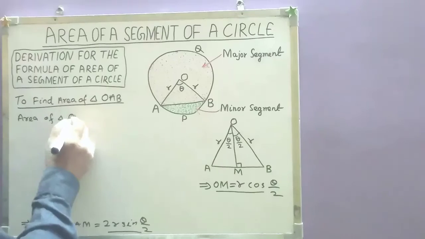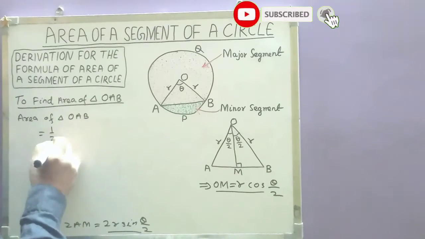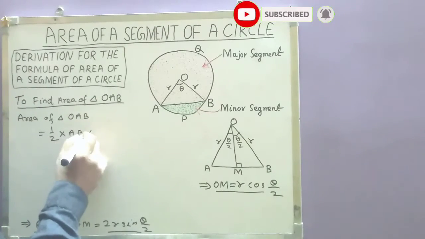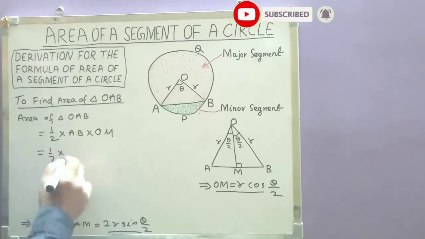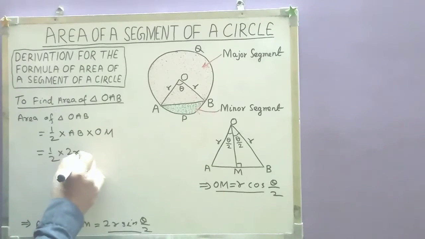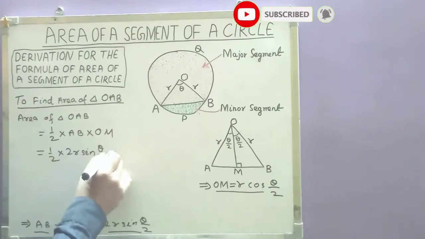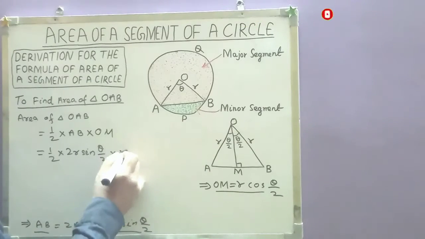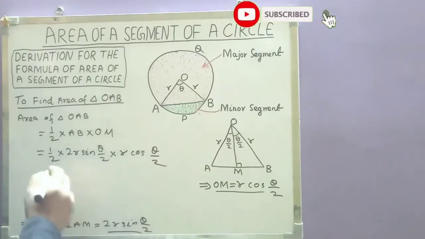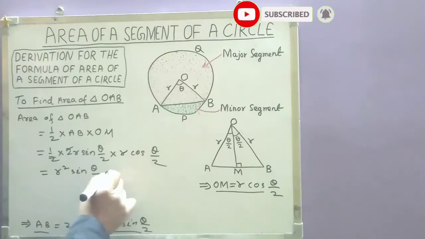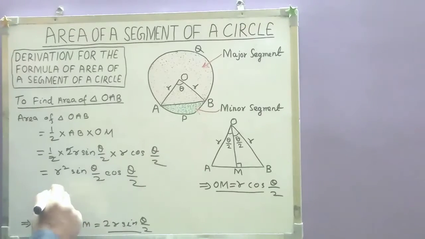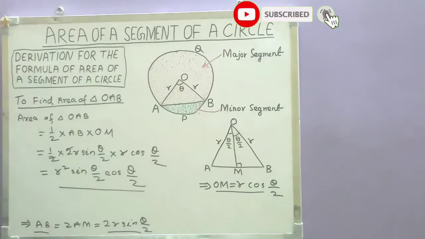Now, area of triangle AOB equal to half into AB into OM, that equals half into 2R sin theta upon 2 into cos theta upon 2, that equals R square sin theta upon 2 into cos theta upon 2. This gives the area of triangle OAB.